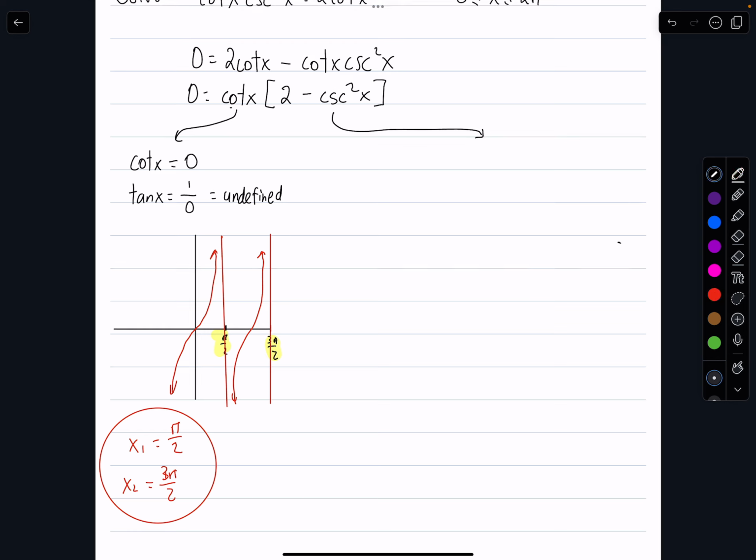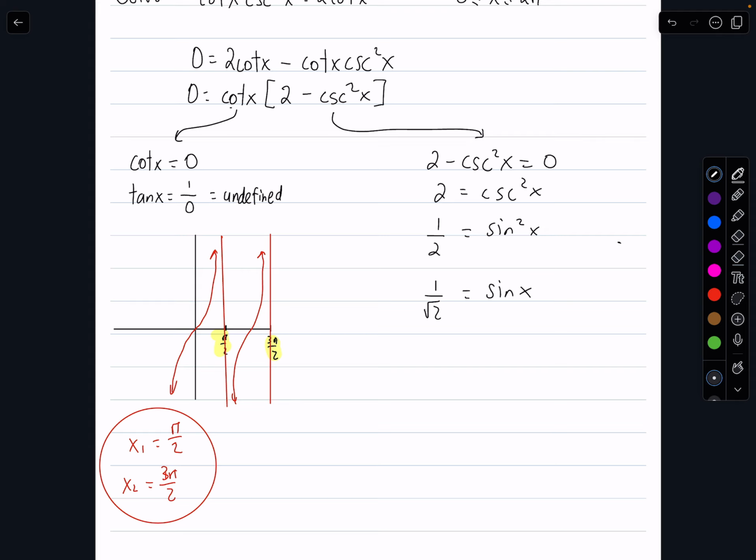Now let's look at the second part, the 2 minus cosecant squared x. If I solve for this, 2 minus cosecant squared x equals 0, I'll end up with 2 is equal to cosecant squared x, which is the same thing as saying 1 over 2 is equal to sine squared x. And then what I want to do is I want to square root both sides to get rid of the square. So I'll have 1 over root 2 is equal to sine x.